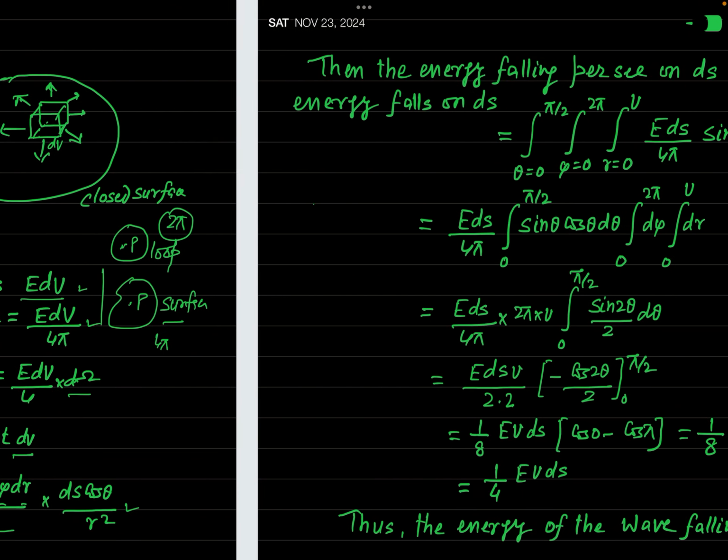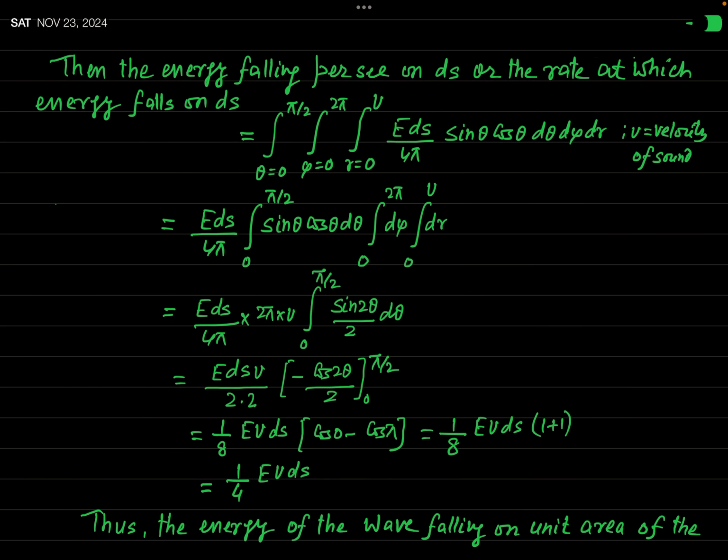Okay. So after integrating this result, we get the energy falling per second on ds, or the rate at which energy falls on it. Sorry, on ds is correct. Total energy falling per second on ds. After that we will find the total value. Till now we are calculating the total energy falling on this ds per second. Okay. And as I have told you, for that you have to integrate this result between the appropriate limits of the three variables theta, phi and r. And what the appropriate limits are, I have just discussed.